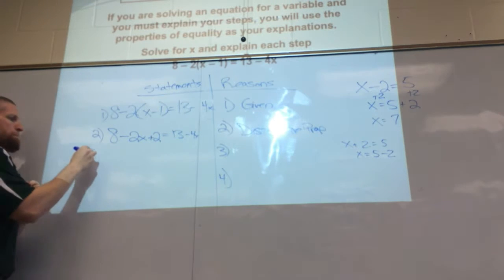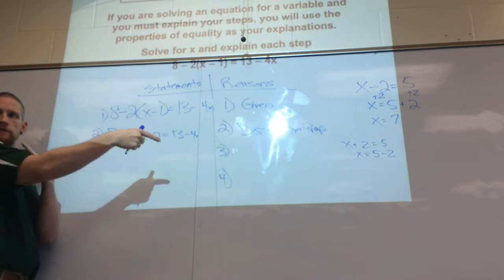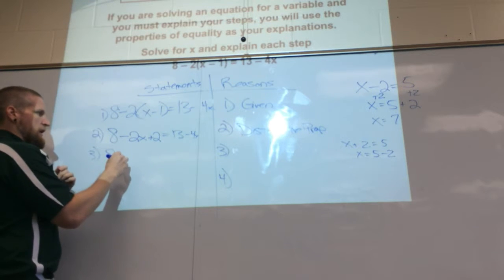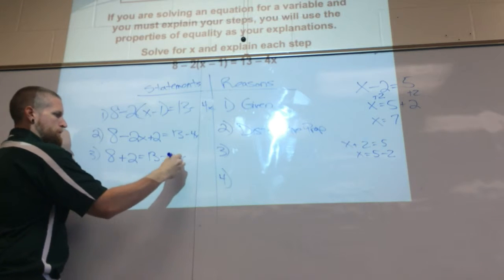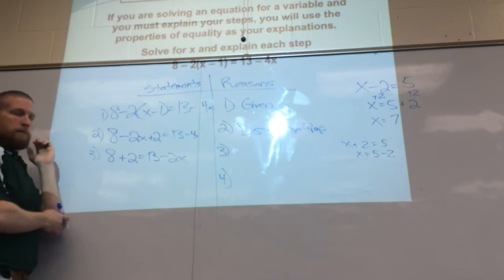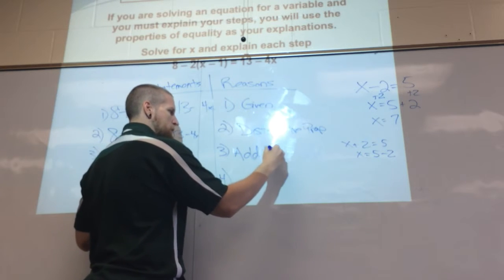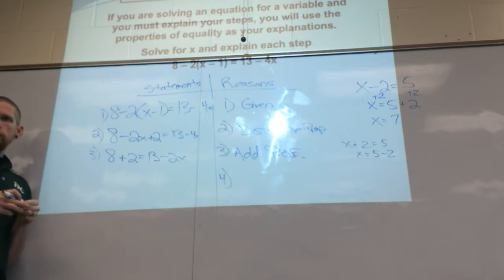Okay. Now what? Add 2x. No. You want to do that? I can do that. That's fine. Yeah. Add 2x. Okay. So this would be what? 8 plus 2, 10 minus 2x? Yeah. It's add 2x, so it'd be. So you added that, so it's addition property of equality. Okay. Now what?